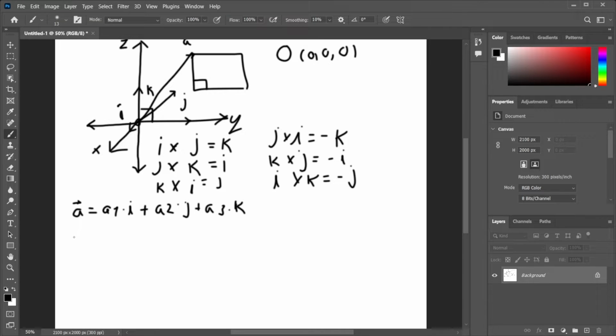And let's say we also have B. B is b1 i plus b2 j plus b3 k. Or if you want, we can call it x. So this is x of a, this is y of a, and z of a.